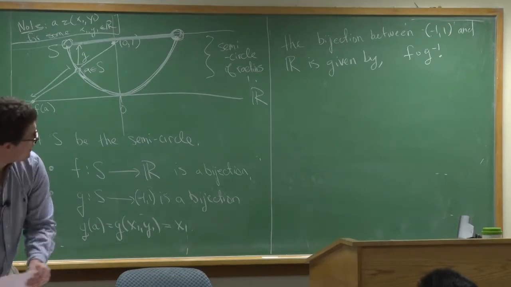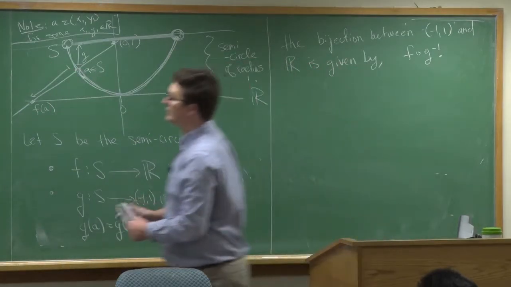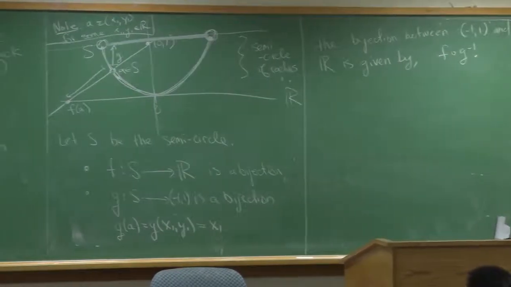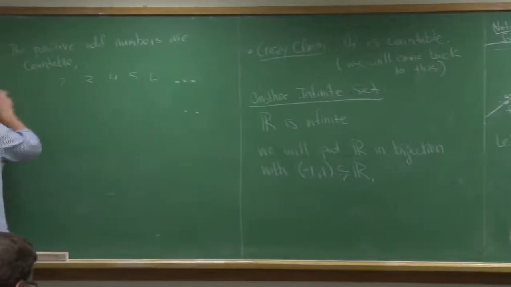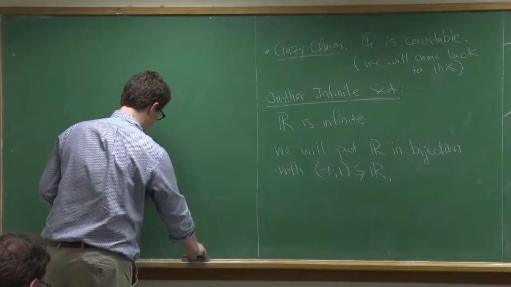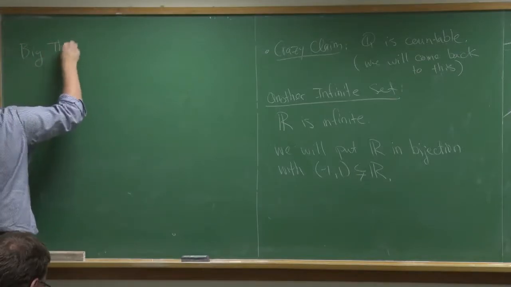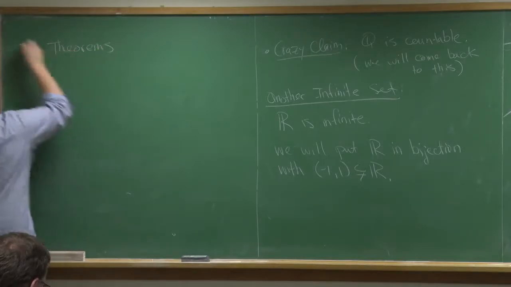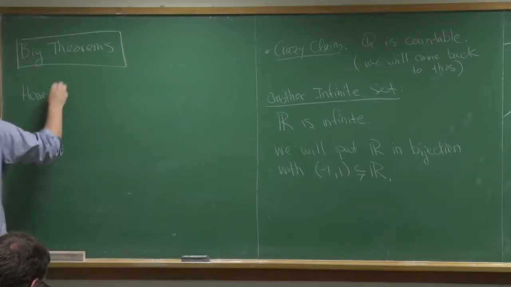All right, so now let's do the crazy theorems. So this is the claim that I did here. The first claim is that I will be able to write down a sequence of the rational numbers. So the first claim, the big theorems. Okay, so the first theorem.